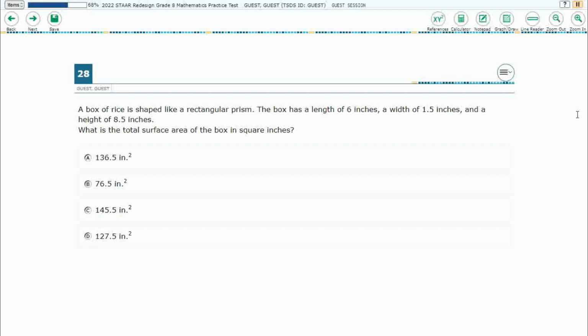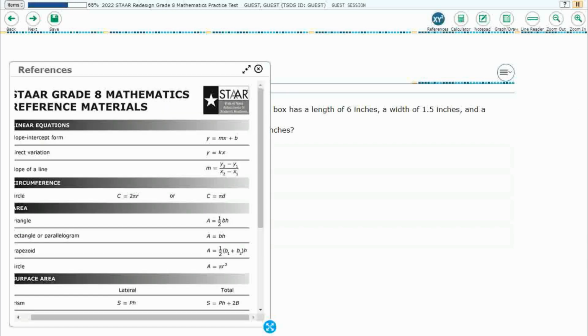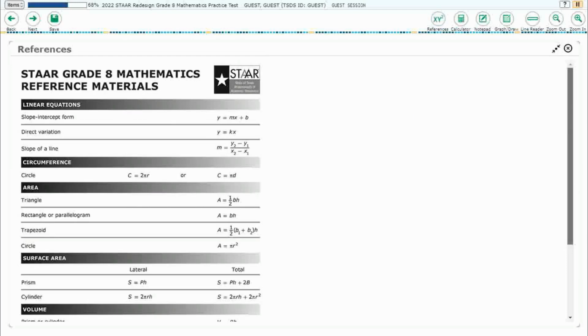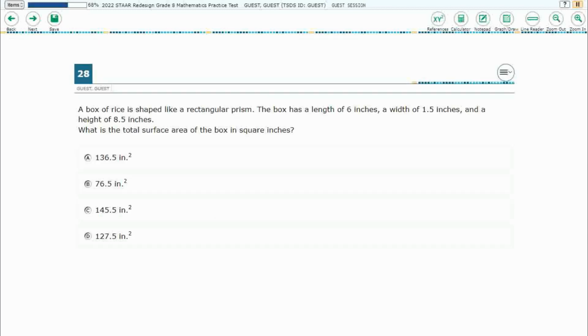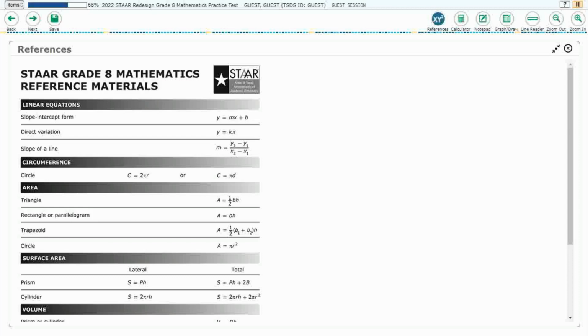So we have a box of rice here shaped like a rectangular prism. We have the length, the width, and the height, and we're looking for the total surface area. All right, so we're going to find that on our reference chart here, towards the bottom, surface area. Two different columns. We're not looking for lateral. Those are just the four faces connecting the bases. We want total.